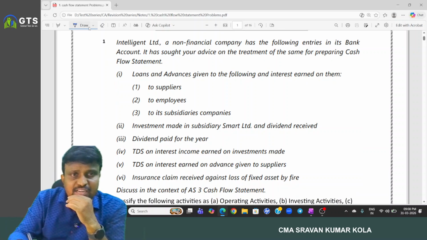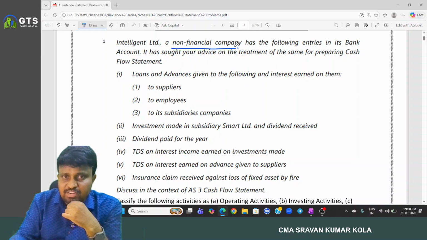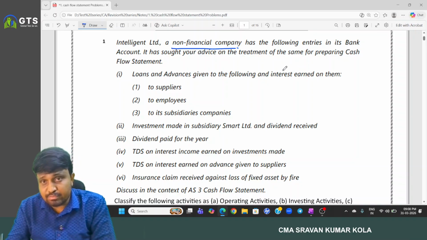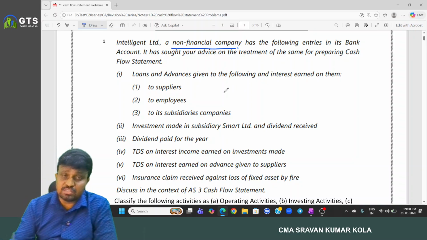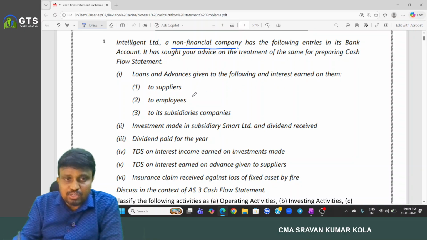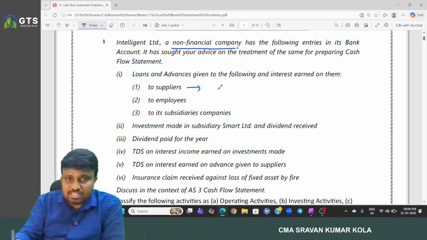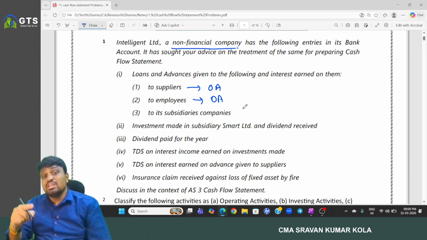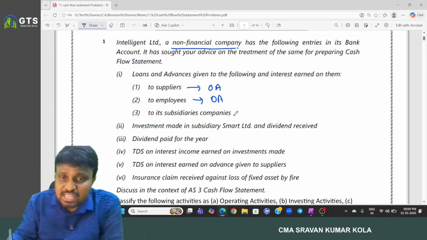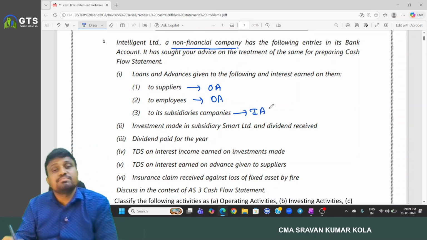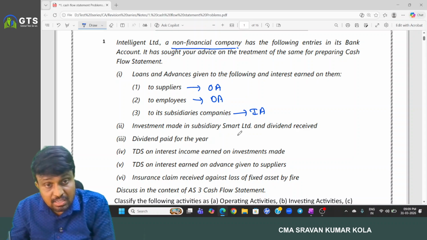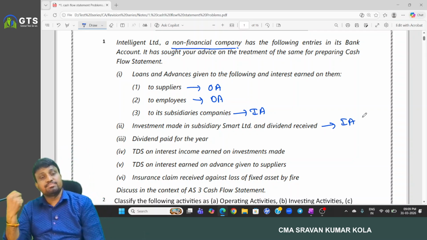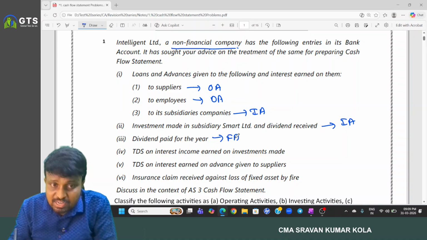So Intelligent Limited, a non-financial company, has the following entries in the bank account. It has sought your advice on the treatment for the same for preparing the cash flow statement. And loans and advances given to the supplier is always an operating activity. Even to the employees is also an operating activity. But remember, any loans and advances given to the subsidiary companies is always an investing activity. And investment made in subsidiary Smart Limited and dividend received is also an investing activity. And dividend paid is always a financing activity.